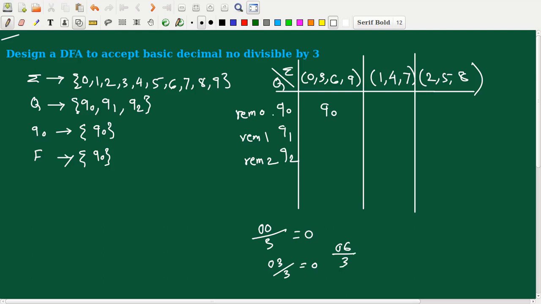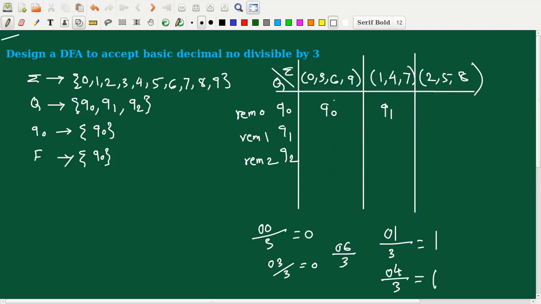Next I'll take input for this Q0. Q0 is already 0. I'll provide an input 1, 4 or 7, any one. If I provide that input, then it becomes 01, and if I divide it by 3, I get a remainder 1. If I take a 4, then I also get a remainder 1. The state for remainder 1 is Q1, so I'll put Q1 here. This Q1 is the output for all of this set.